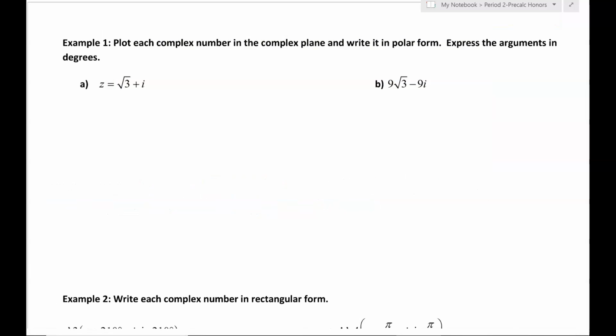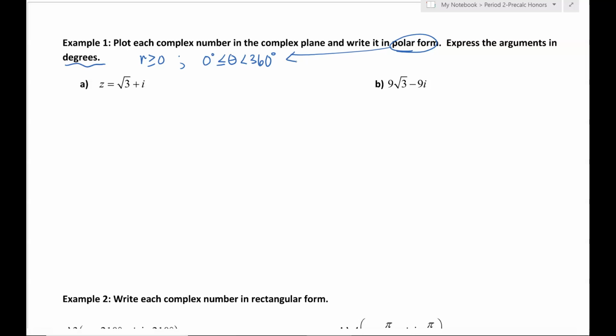Example 1. Plot each complex number in the complex plane and write it in polar form. Express the arguments in degrees. So this one, they do not want us to use radians, okay? So complex polar form, remember the restriction. Do you guys remember what the restriction for the radius is? It has to be bigger than or equal to 0. And since we are in degrees, theta has to be at least 0 degrees and all the way to 360.